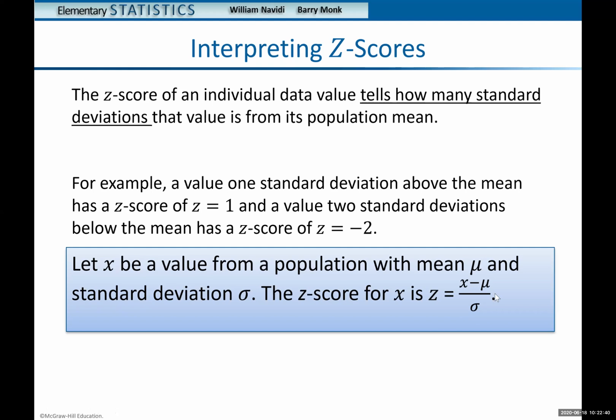So I want you to copy the formula here. The z-score is z equal to x minus the mean over standard deviation. So again, z is equal to x minus the mean over standard deviation.